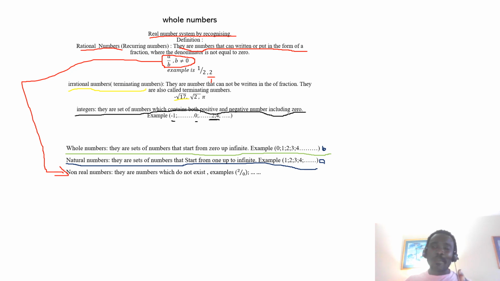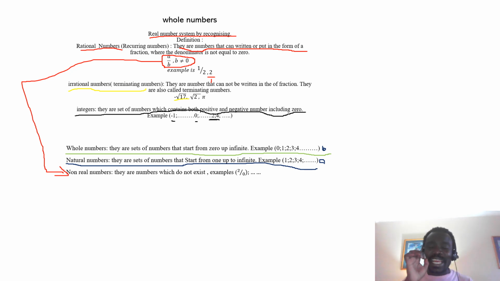Subset means that they can be found in the whole numbers. It's like a joke: when you see a pregnant woman, the baby is inside the mother. So the baby is a subset of the mother. If you are looking for the baby, you first have to go through the mother. So natural numbers can be found in whole numbers, but whole numbers cannot be found in natural numbers, because whole numbers must start from 0.